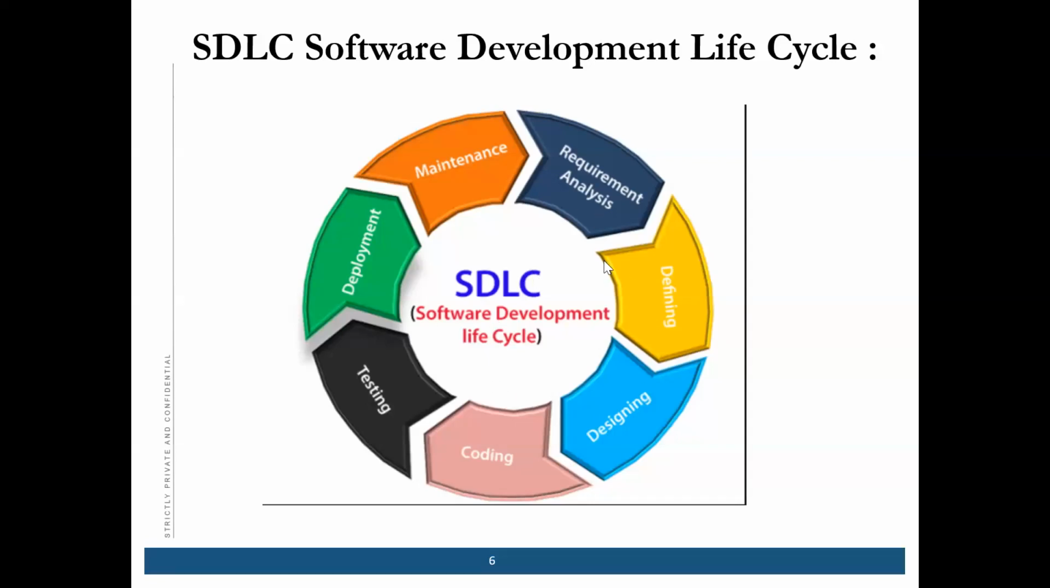It has different phases, and it starts from requirement analysis. So what we do, we gather the requirements. Okay, then there is defining. We define the requirements, like how to use it. Then we design it. Then we start coding, then testing, then deployment, and then maintenance. So these are the steps involved in software development lifecycle. What we are doing here is developing a product, and this is the life cycle by which we develop a product.